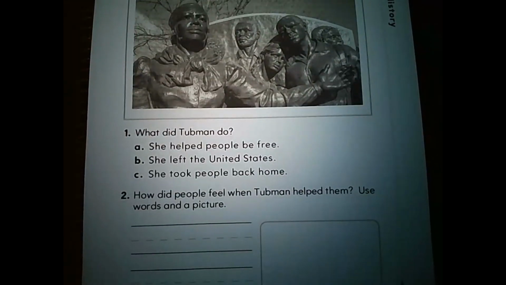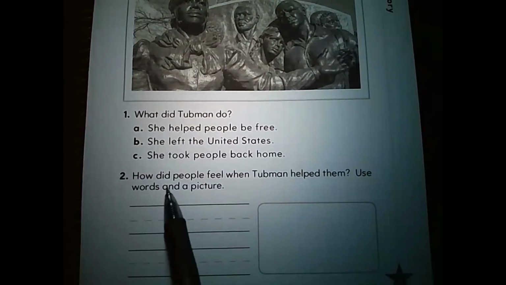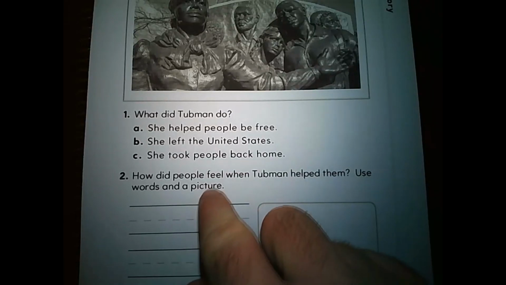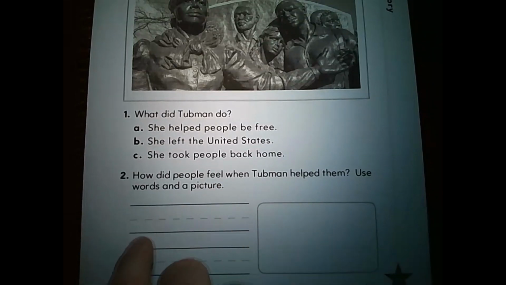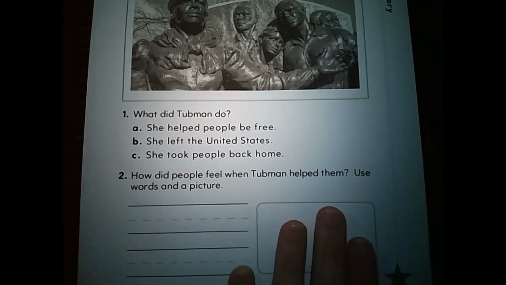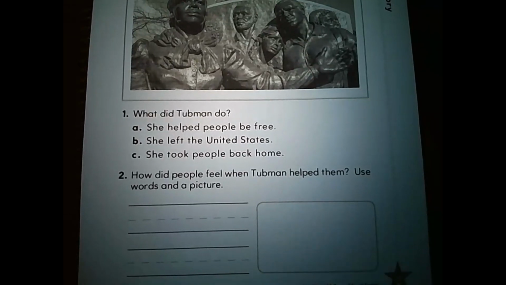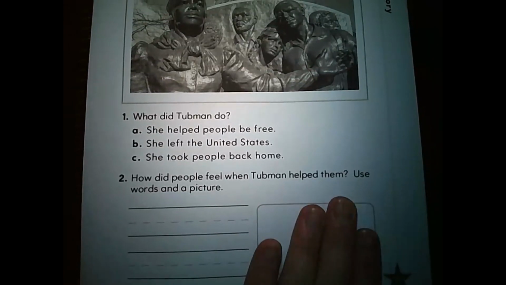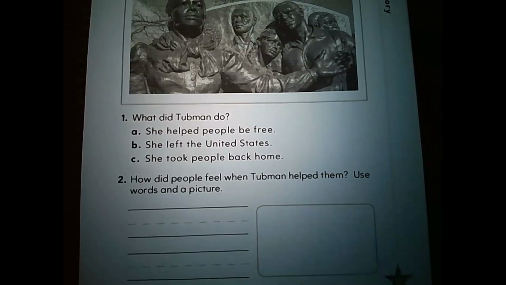Okay, number 2. How did people feel when Tubman helped them? Use words and a picture. Now, if you are doing this in Google Classroom, all I want you to worry about is using your words here, okay, in this area, to write how you think people felt when Harriet Tubman helped them. You don't need to worry about putting pictures here. If you are doing this in the paper packet at home, I want you to not only write here, but I also want you to draw a picture of how you think people felt when Harriet Tubman helped them. Okay?